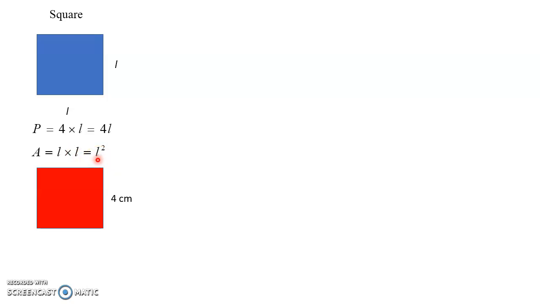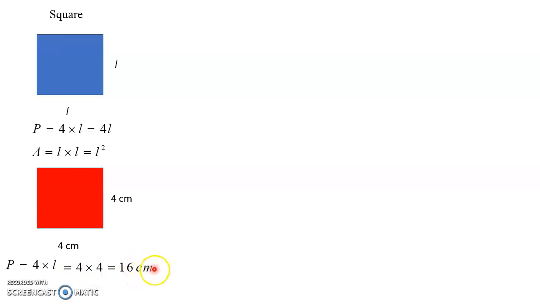Let's take a simple example. I am given a square with a side length of 4 centimeters. If I am told that this is a square, it means that each side is 4 centimeters. If I'm asked to calculate the perimeter, it's 4 multiplied by the length, which is 4 multiplied by 4, which gives me an answer of 16 centimeters.